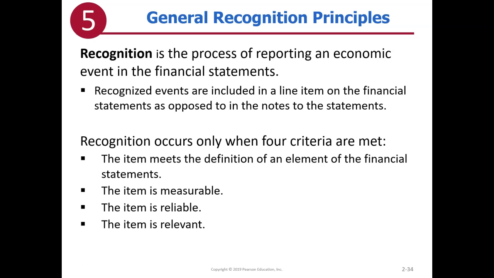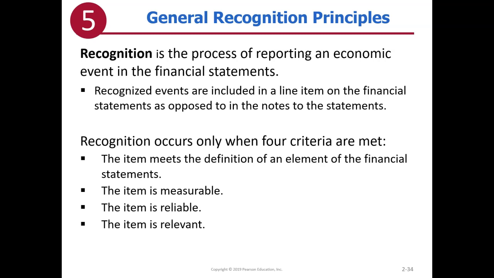Recognition can only take place when there are 4 criteria that are met. Number 1, key here, the item meets the definition of an element. Those elements, we had to define first before we could say, now we can recognize it. That makes sense because let's say you're using cash to buy something. You're going to have to put a debit in there. Well, you need to know whether that's an asset or an expense. So we have to be able to recognize it knowing the element that it is.